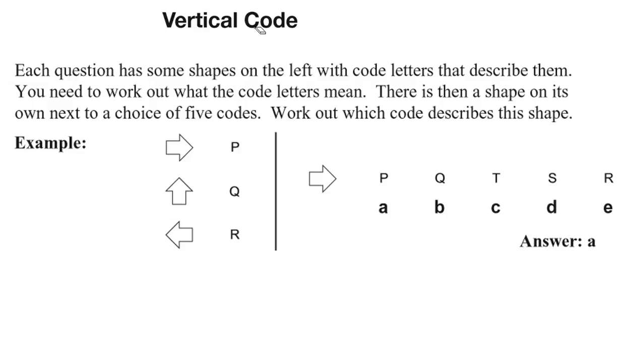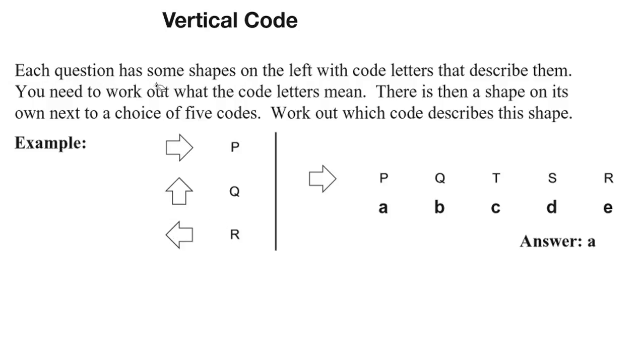Now we're going to look at this example here, and then I'm going to give you some questions, and I'm going to ask you to do them. Now with vertical chords, usually you've got shapes that are going down vertically, and you also have letters that stand for them. For example, in this one, I can see this triangle facing that way has P as its chord. And this arrow going up has Q as its chord. And this arrow facing on the left-hand side has R as its chord. Okay, so you've got these shapes here that are coded with the letters.